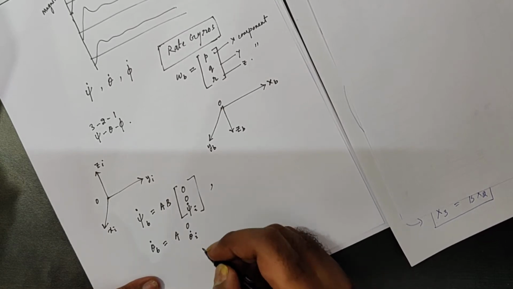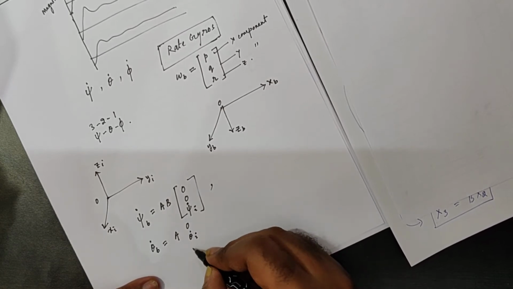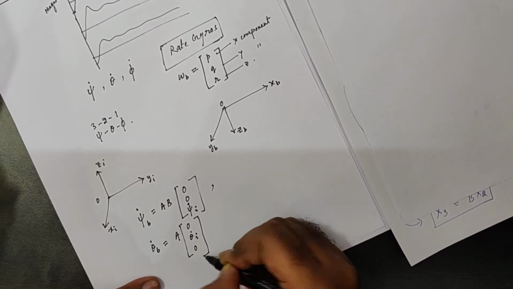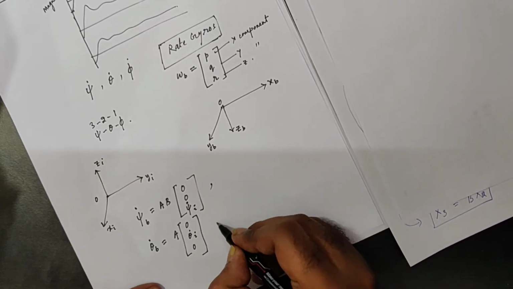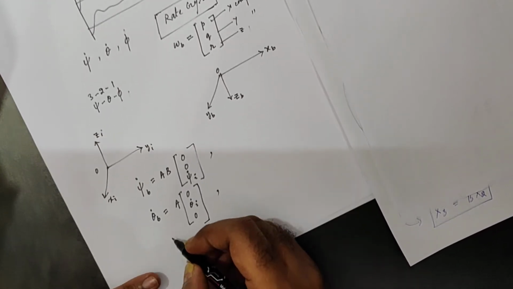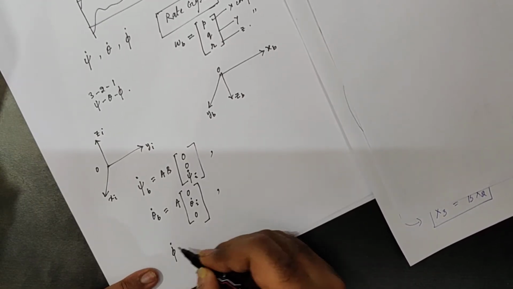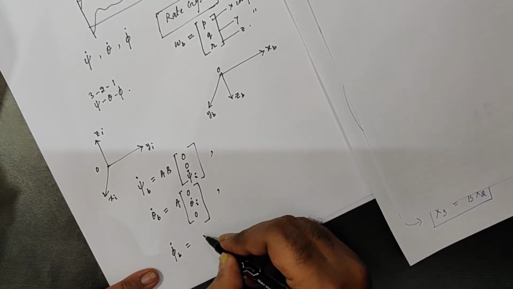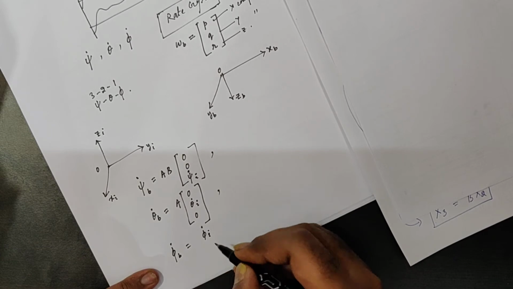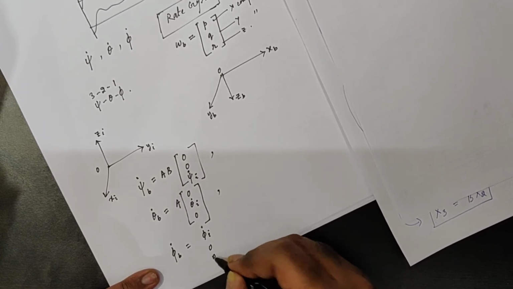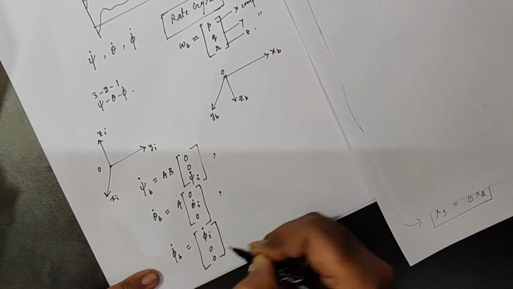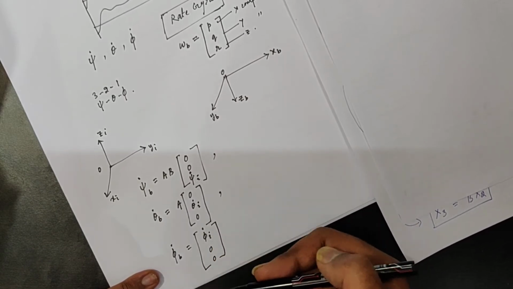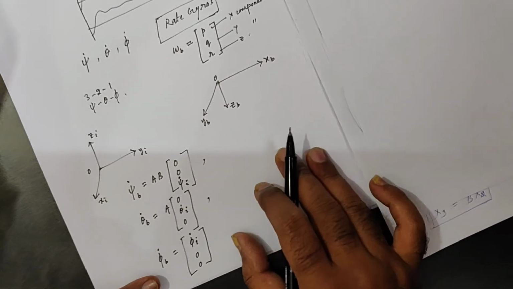I, and this would be 0, right? And lastly, phi dot B equal to phi dot I, 0, 0. Here there is no transformation matrix involved, because after this there are no rotations left. Okay.